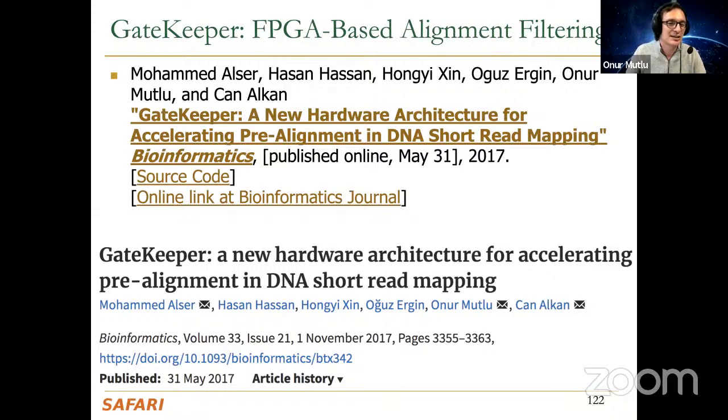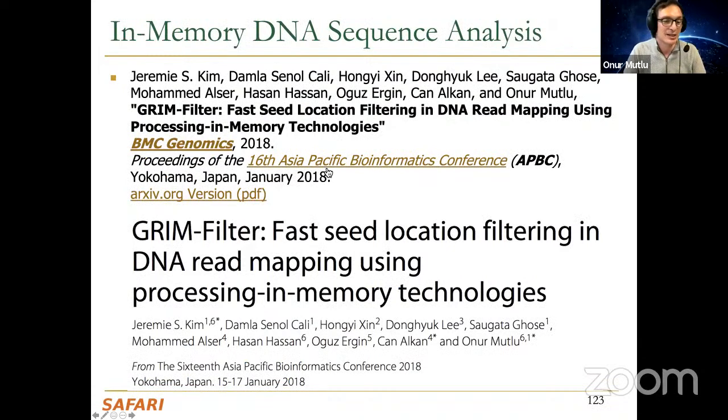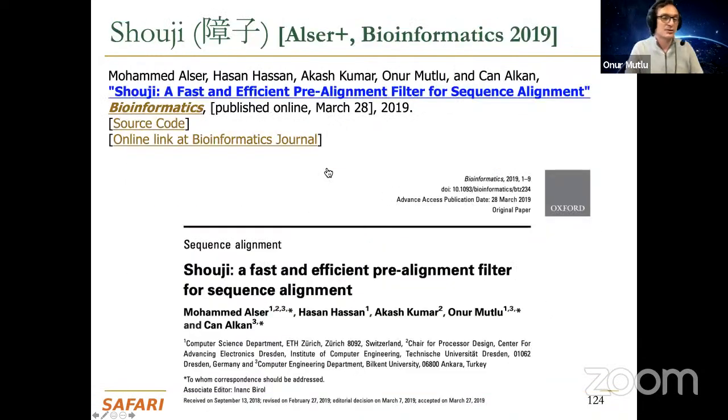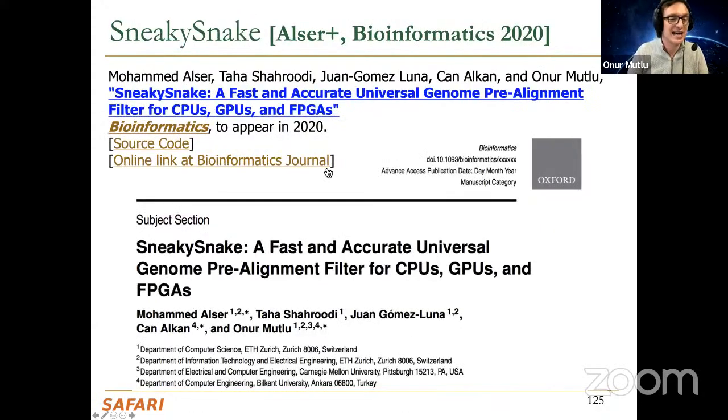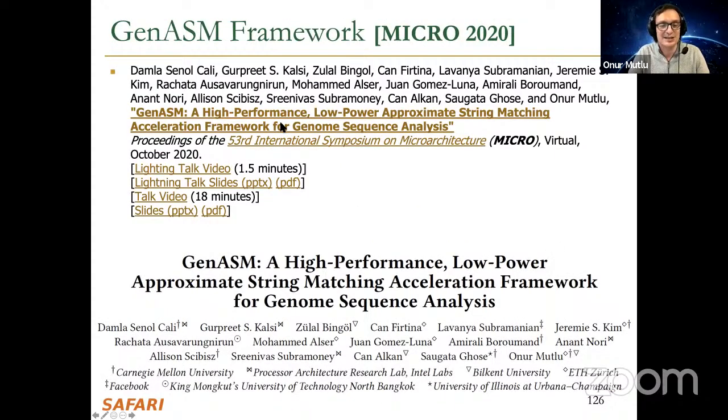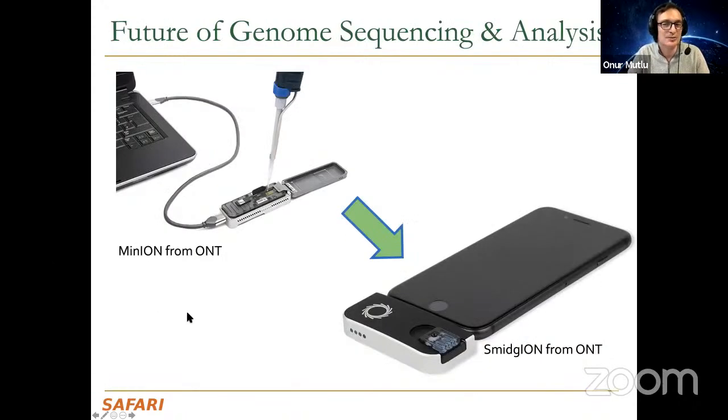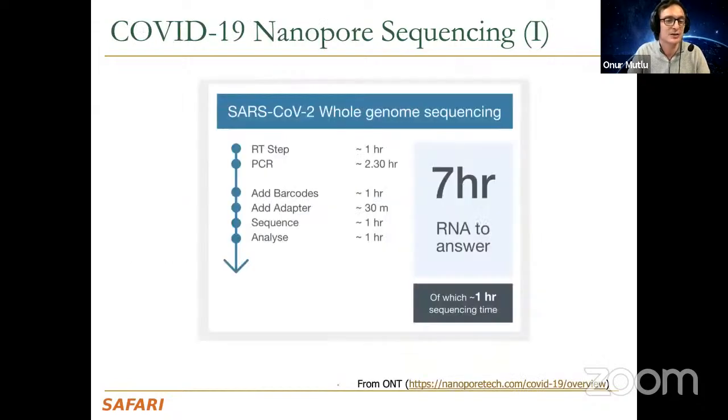And you can see that you can use FPGAs, field programmable gate arrays, to accelerate these workloads. You can use in-memory processing. You can use a combination of algorithm architecture co-design. And this is one of the latest co-designs that we have done with Mohammed, who is actually a lecturer in this course, as you know, that can be executed on CPUs, GPUs, and FPGAs. And you can also improve approximate string matching with algorithm architecture co-design. Damla is also a mentor in this course. And I think the future of genome sequencing and analysis is going to be increasingly more important and interesting, and we will need to build better systems.